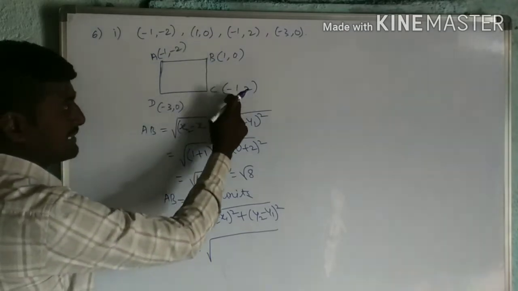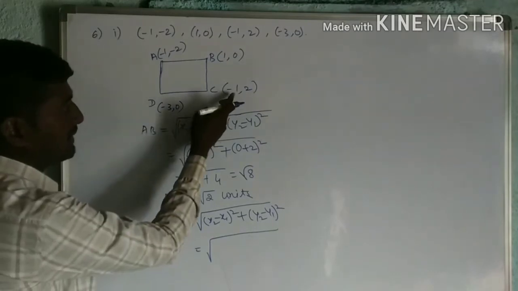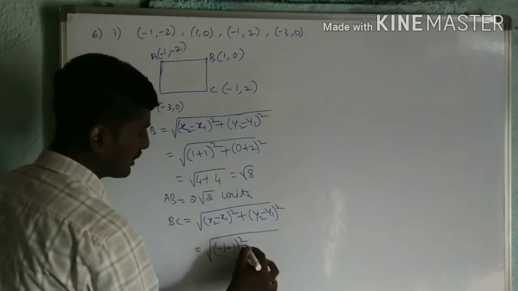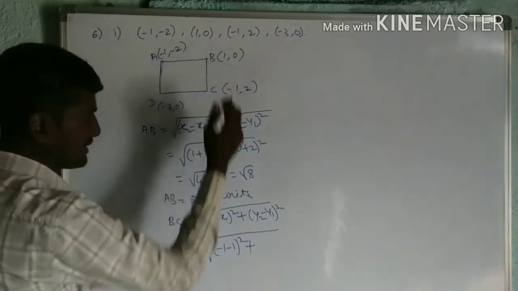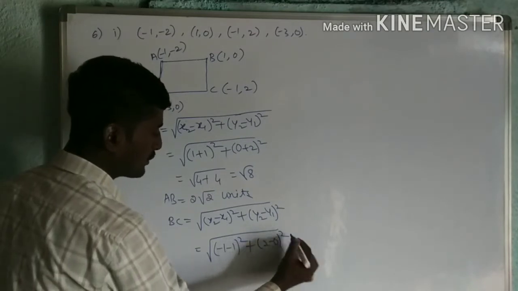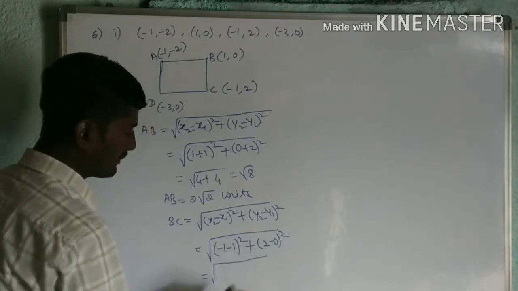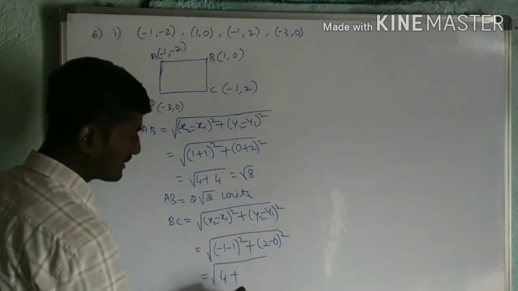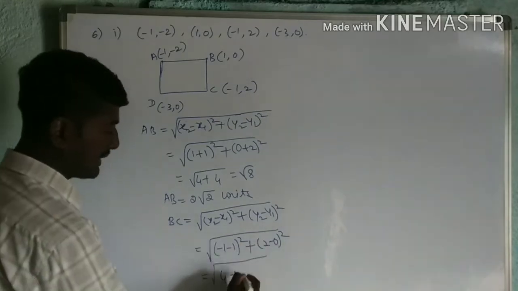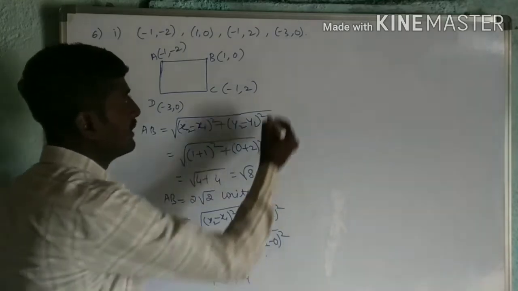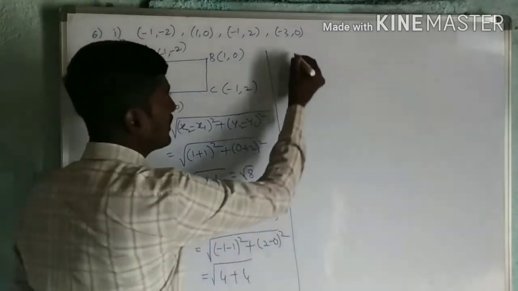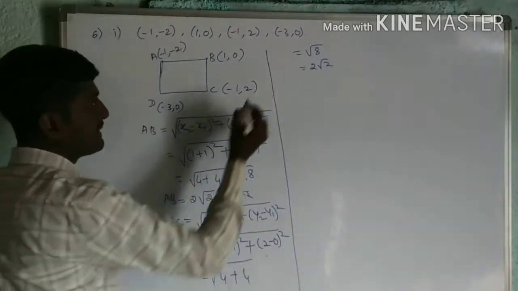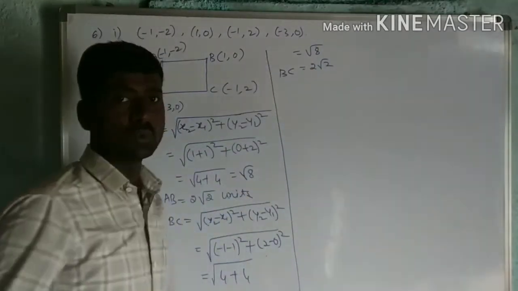I will take this as x1, y1, and this as x2, y2. Keep it in mind. It is the square root of (x2 minus x1) whole square plus (y2 minus y1) whole square: (minus 1 minus 1) whole square plus (2 minus 0) whole square. This equals the square root of (minus 2) square, which is 4, plus 2 square, which is 4. So here also I am getting root 8, which equals 2 root 2. BC I am getting as 2 root 2.